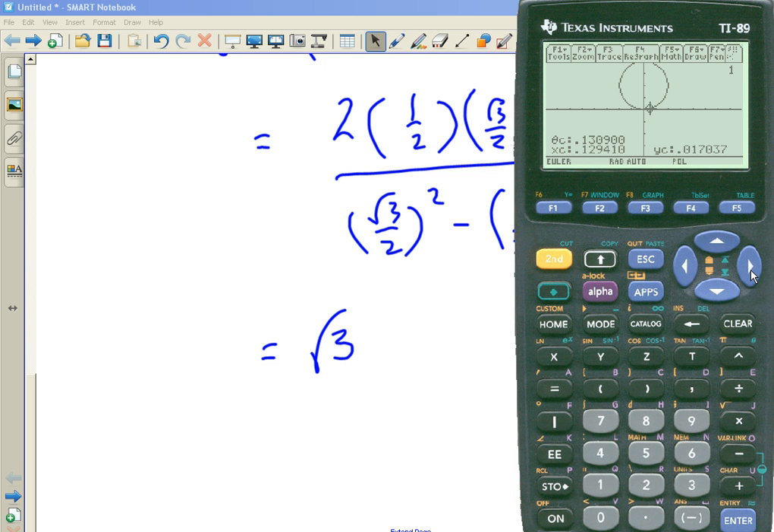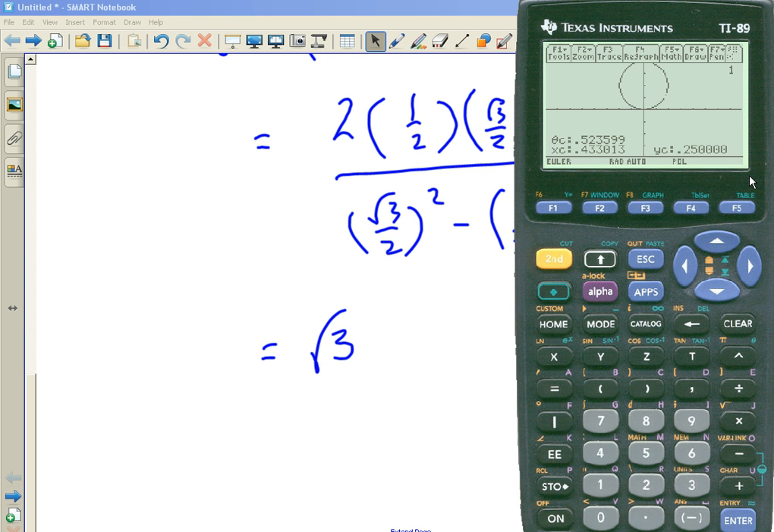Pi over 24. That's what theta is, right? 2 pi over 24 or pi over 12. 3 pi over 24 or pi over 8. 4 pi over 24 or pi over 6. All right, so the coordinates on the circle are x is this god-awful number and y is a quarter.